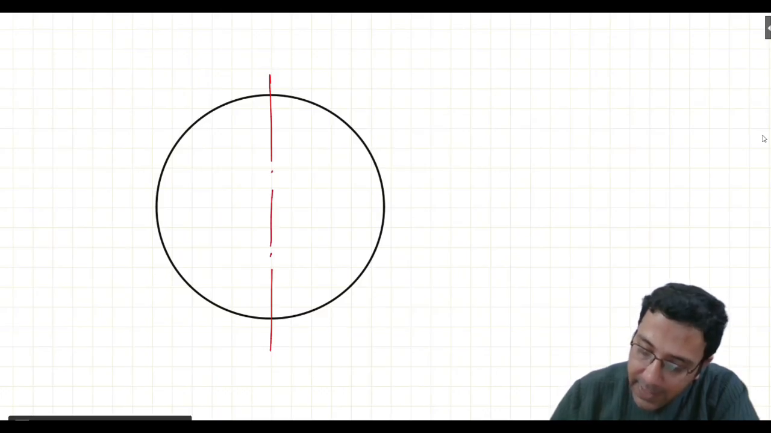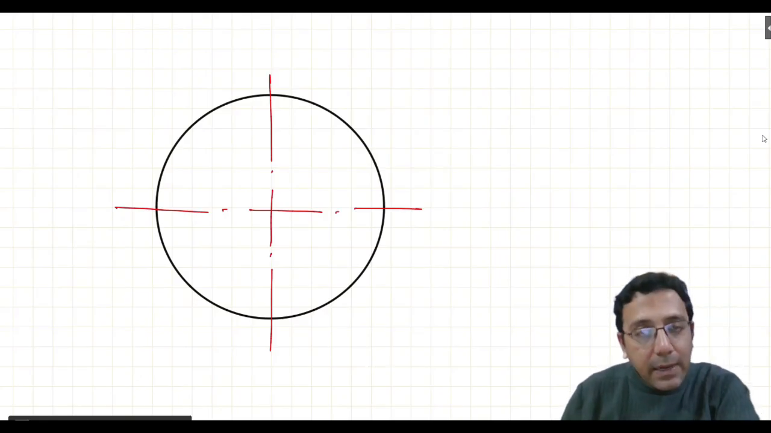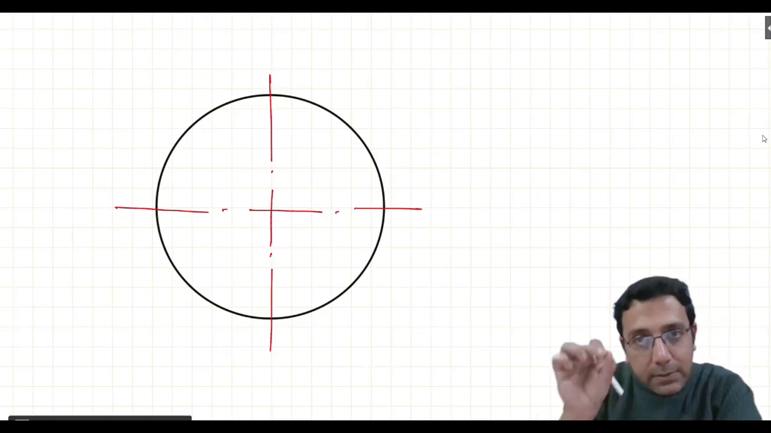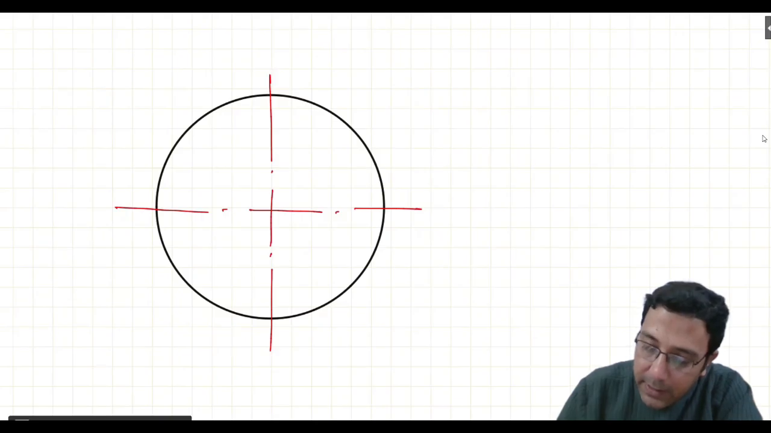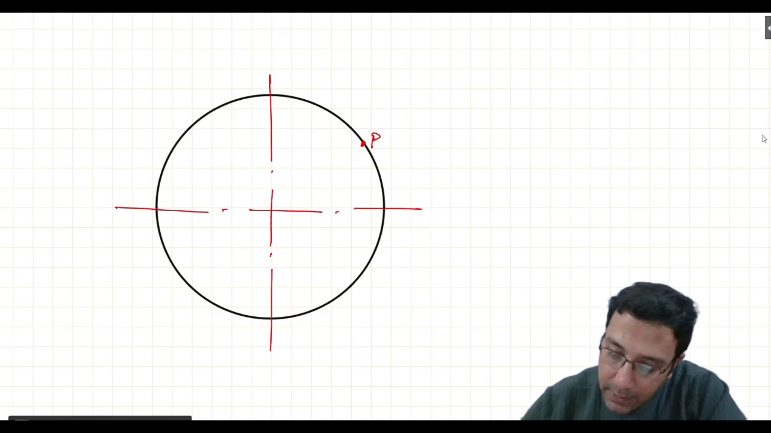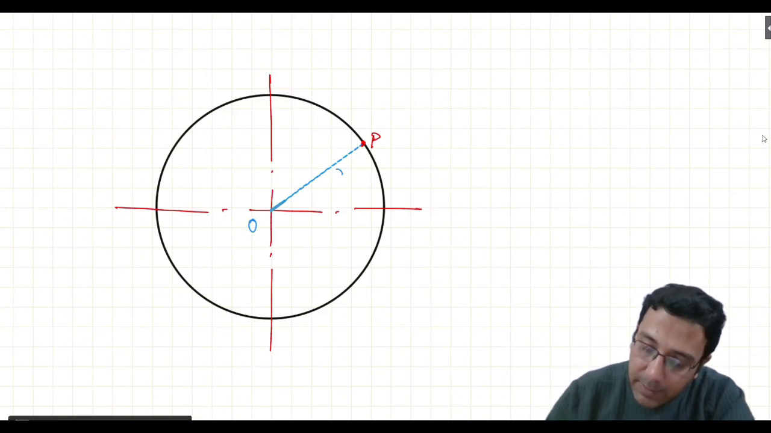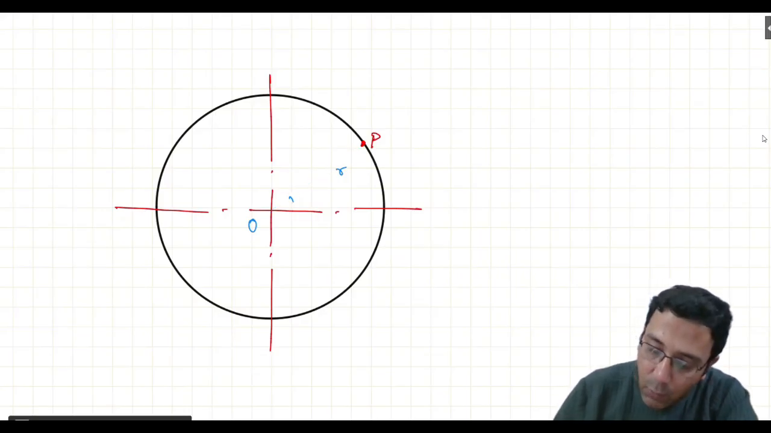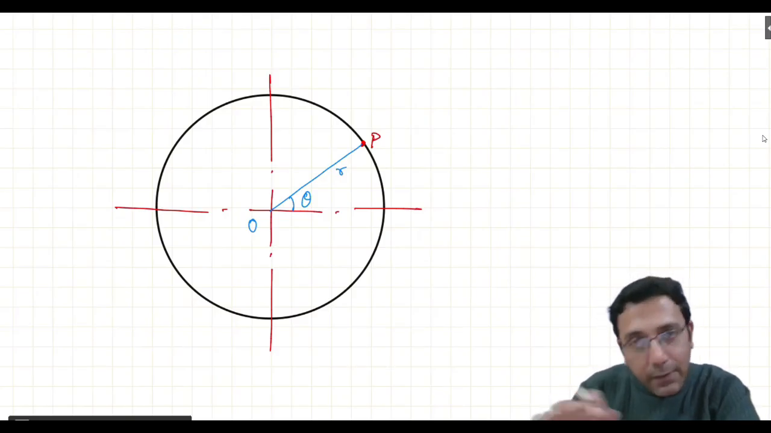This is a vertical axis. This is my horizontal axis. Let's say a body is rotating in a circular path on the circumference of the circle. I'll say that the present location of the body is P. Let's say this is my center. If I connect from this center, naturally this will be the radius, and let's say the angle is theta.